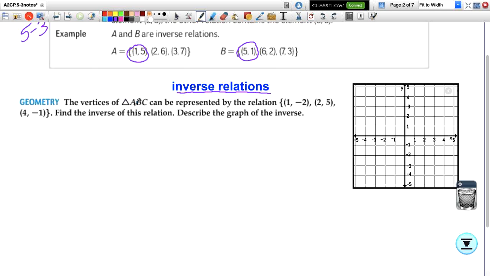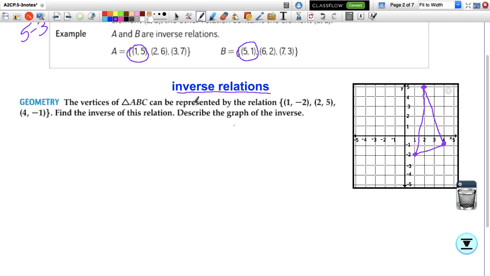So the vertices of triangle ABC can be represented in this relation, okay? 1, 2, 3 coordinate pairs. So let's just plot this really quick. I'm going to go over 1, down 2. I'm going to go over 2, up 5. Then I'm going to go over 4, down 1. Okay, so you can see my original triangle is right here.